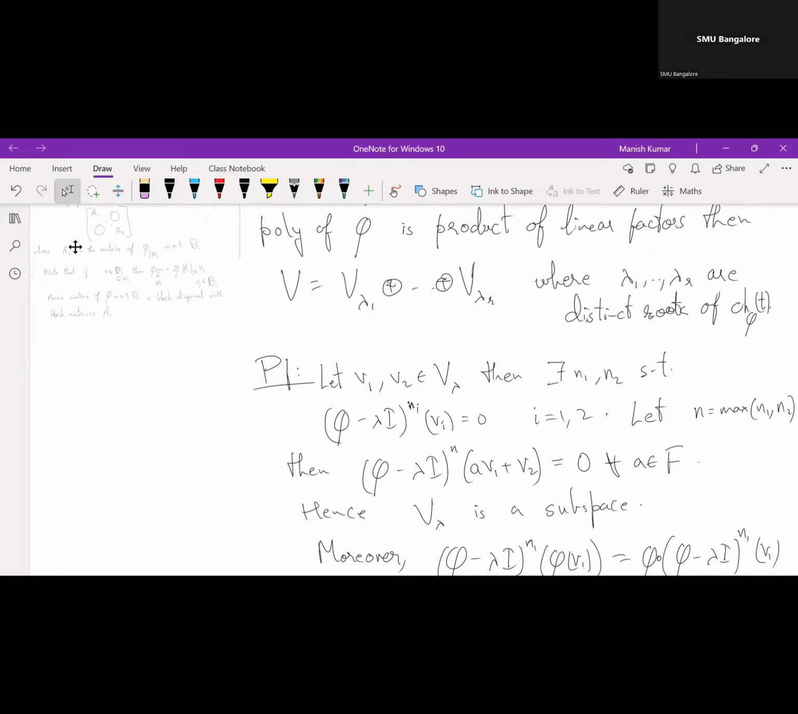So that tells you that any linear combination of v1 and v2 is either 0 or a generalized eigenvector. Of course, 0 maps to 0 under any linear map. But any linear combination of generalized eigenvectors is either a generalized eigenvector or 0. So that proves that V lambda is a subspace. Is that okay?